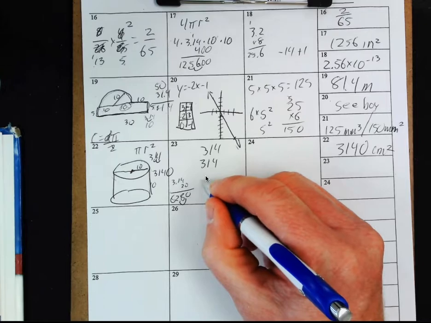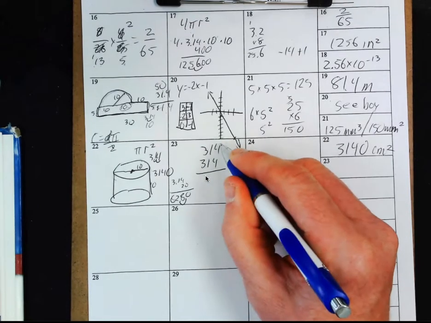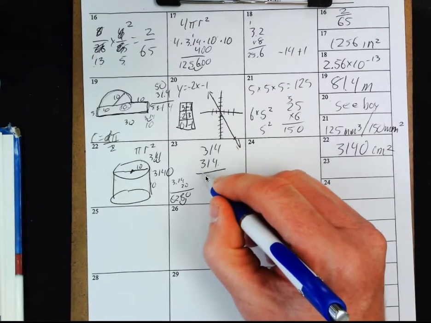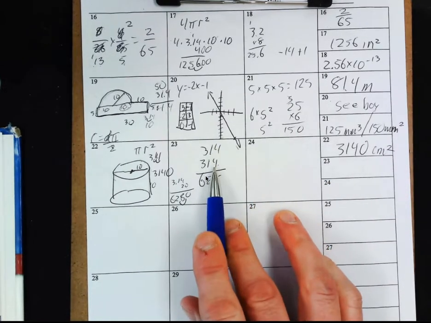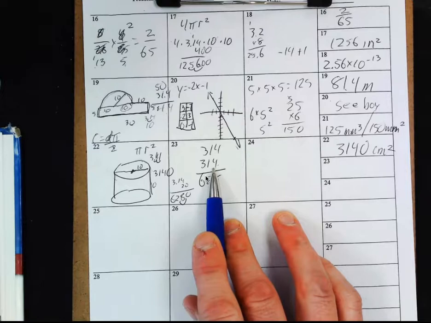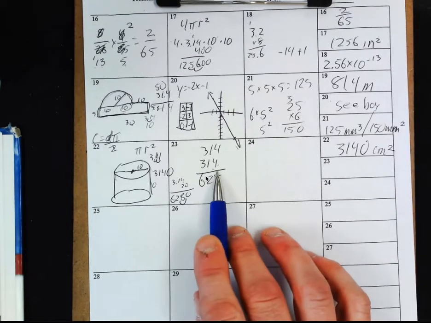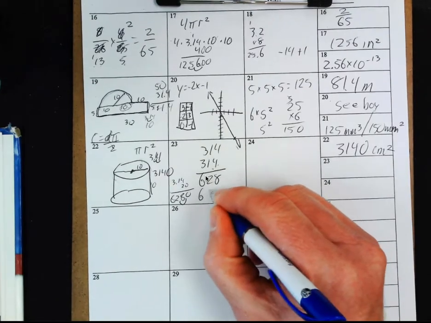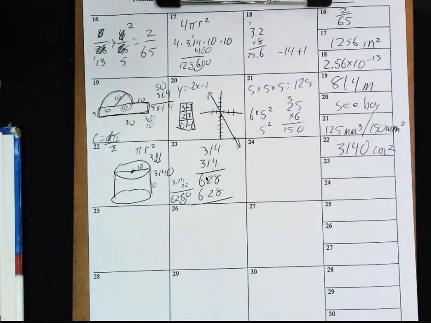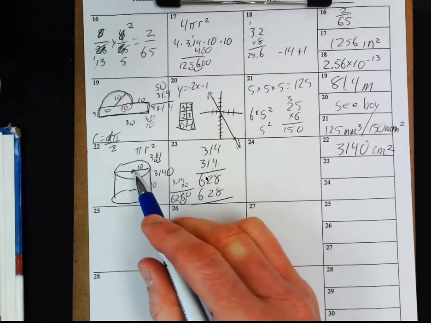So I have 628. Now what's interesting, guys, is if you take the two circles, you're going to get 628. So the top, 314, the bottom, 314. When you add the top and the bottom, you get 628. When you go around the middle, you also get 628. Interesting little rule when it comes to circles with 10.